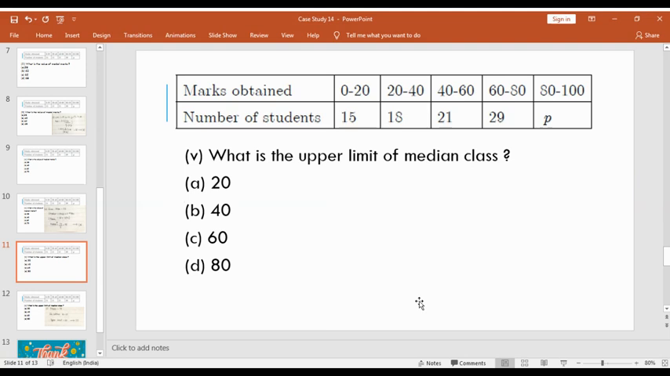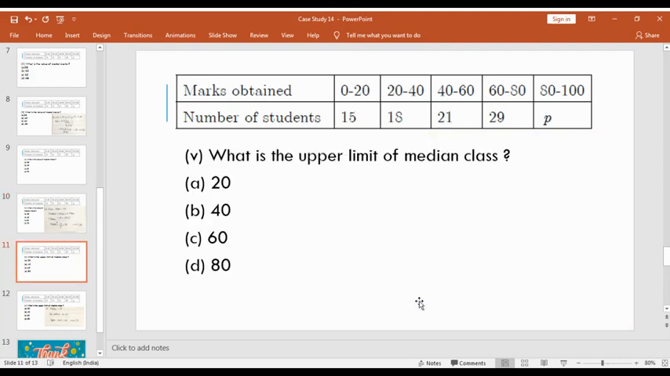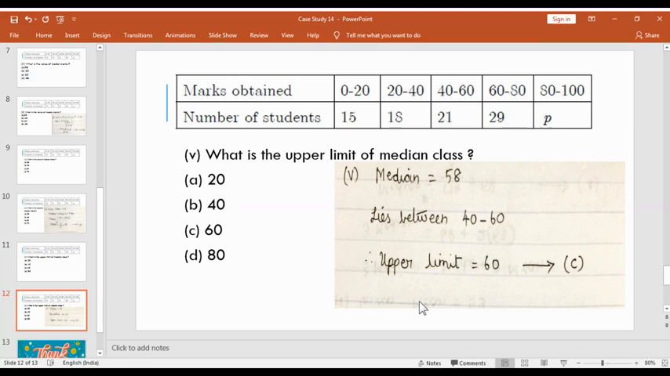Subdivision 5. What is the upper limit of the median class? So, what's your median? Your median value was 58. So, where is 58 lying? To find where is 58 lying, we can't directly do the sum. You have to actually find what is the cumulative frequency, which I have not worked out here. So, when you find the cumulative frequency, you will see that 58 will lie between 40 to 60 class. So in this the lower limit is 40 and the upper limit is 60. Therefore, for this subdivision 5, what is the upper limit of median class will be 60. So the right option is C.